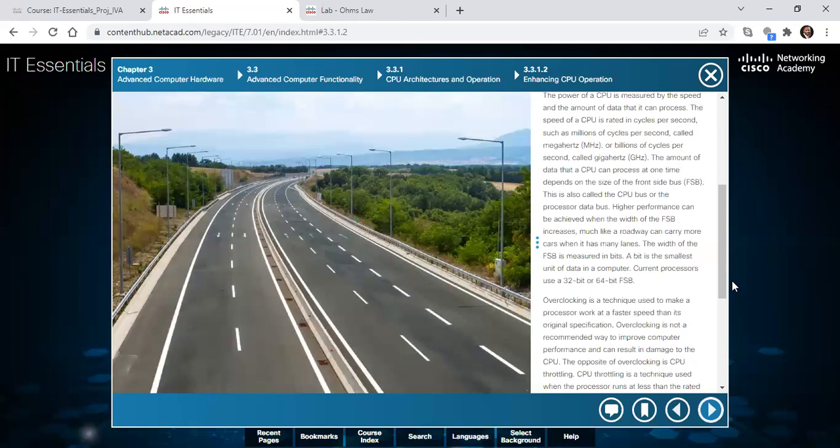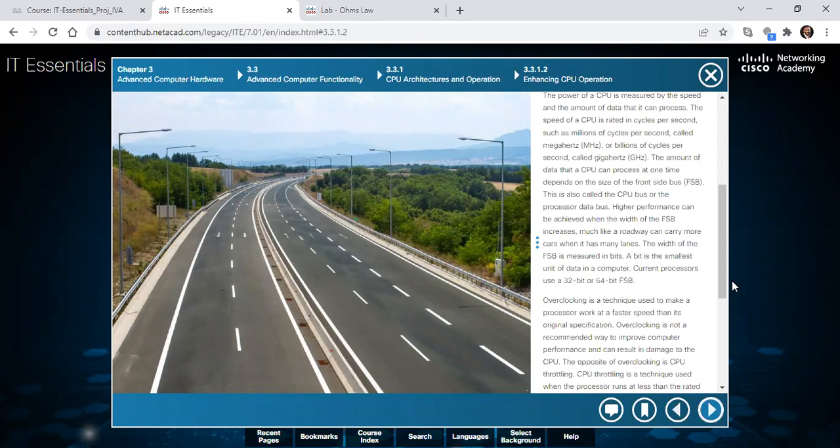Much like a roadway, I'll give an example. Much like a roadway can carry more cars, I explained this, I used the bus the other day. Much like a roadway can carry more cars when it has many lanes, the width of the FSB is measured in bits. A bit is the smallest unit of data in a computer. The current processors we use today use a 32-bit or a 64-bit FSB.